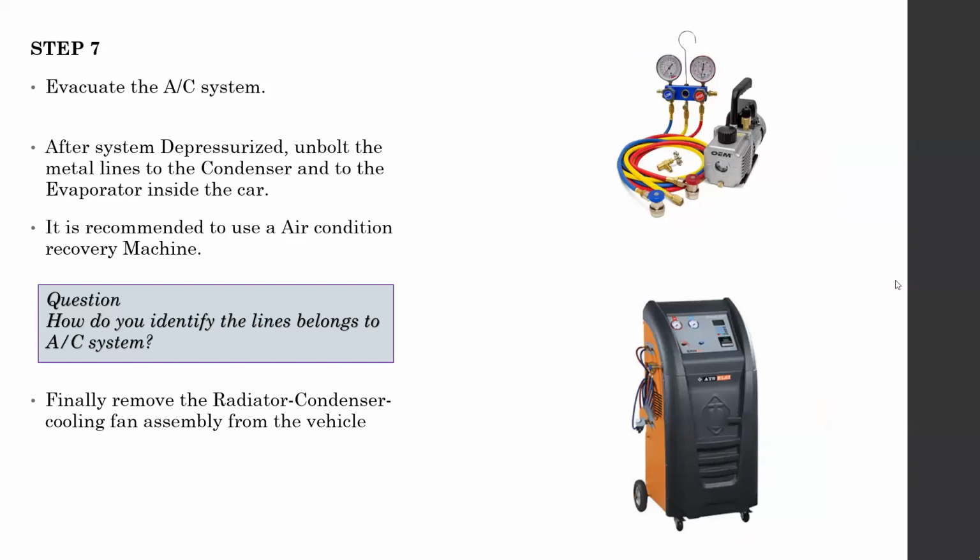Okay, so the next part is evacuating the AC system. It's not that difficult. You can depressurize it using an air conditioning manifold pressure dial. You can use it to see the pressure, and using a vacuum pump you can completely depressurize the system and evacuate the AC system. After doing so, you can start dismantling the air conditioning lines.